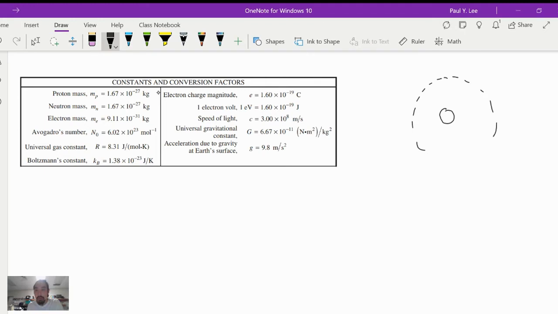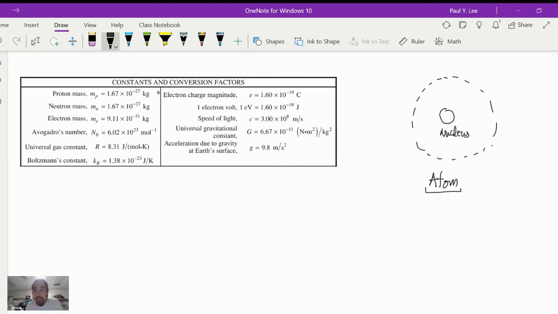subatomic particles. This is the model of a Bohr atom. It's not the best model, but it's a model that just helps us understand what's happening on the inside. Inside this is what we call the nucleus.